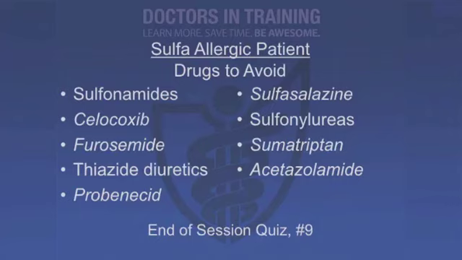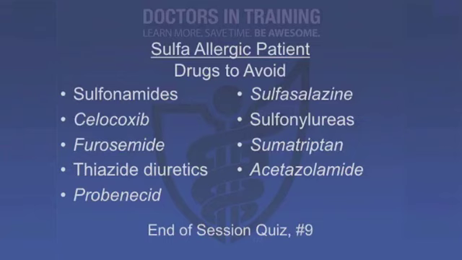Next question. Which drug should be avoided in a sulfa-allergic patient? There's lots of drugs that cause sulfa allergies. So obviously sulfonamides do. Celecoxib, which is a COX-2 inhibitor that's used for osteoarthritis and acute pain and acute inflammation. Furosemide, which is a loop diuretic, which also happens to have a sulfa moiety. Thiazide diuretics, such as hydrochlorothiazide, can also cause sulfa allergy in patients who are sensitive. Probenecid, which is a drug used for gout. Sulfasalazine, there's a hint there. Sulfasalazine is a problem with patients who are allergic to sulfa drugs. This is an anti-inflammatory that's used for inflammatory bowel disease.